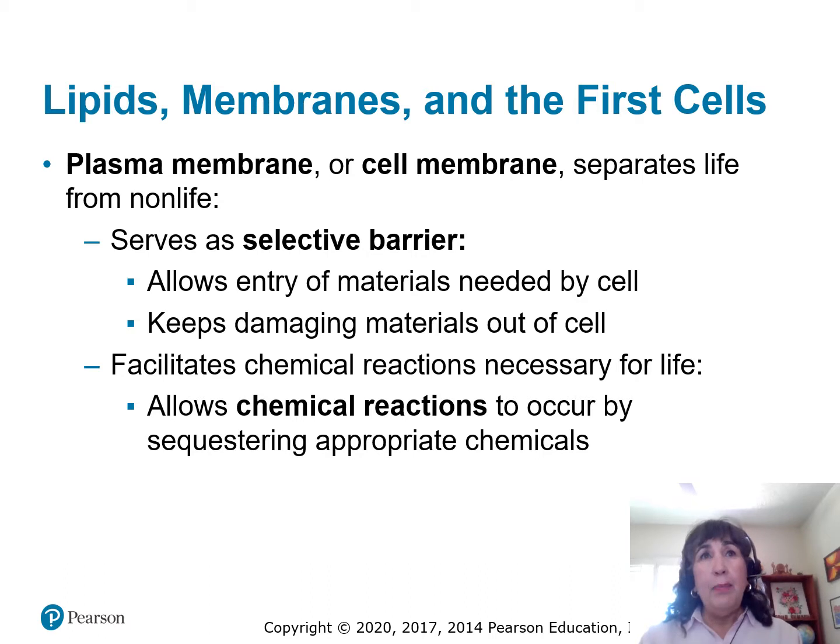Okay, so when I say plasma membrane, I'm also referring to the cell membrane, and I can use these two terms interchangeably. But the bottom line is that plasma membranes serve as a selective barrier. That means they allow some things to go in and they keep other things out. So it facilitates chemical reactions necessary for life, and it allows chemical reactions to occur by sequestering appropriate chemicals.